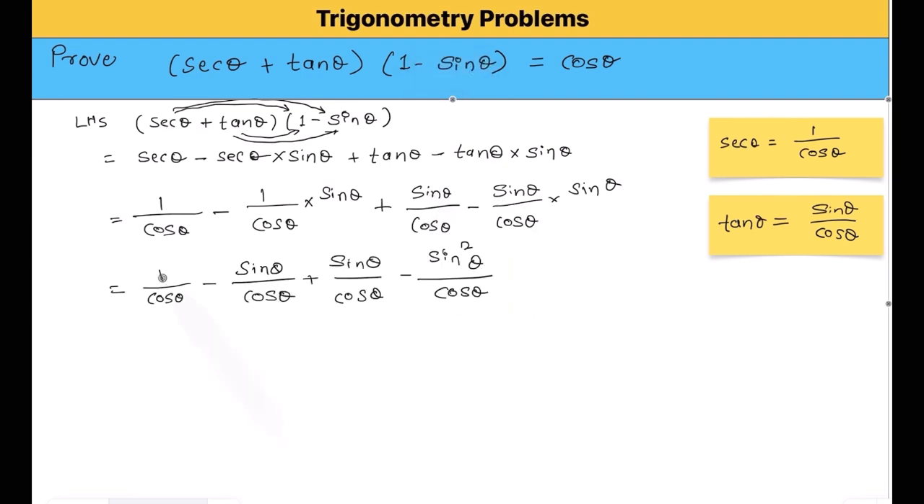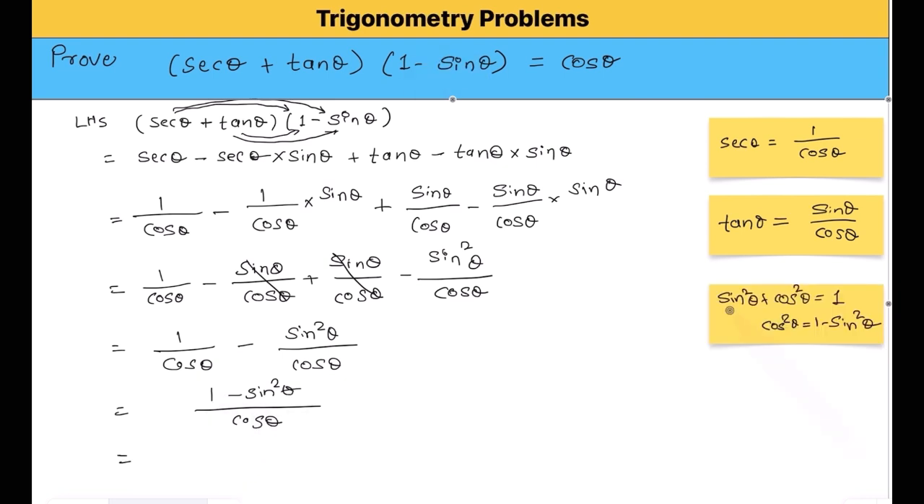Simplifying it further, 1 upon cos theta minus sin theta into 1 is sin theta upon cos theta, plus sin theta upon cos theta minus sin theta into sin theta, sin square theta upon cos theta. Now here we have minus sin theta upon cos theta and plus sin theta upon cos theta, so those two get cancelled out. We get 1 upon cos theta minus sin square theta upon cos theta. As you can see, the denominator is common, so we can simplify it as 1 minus sin square theta upon cos theta.